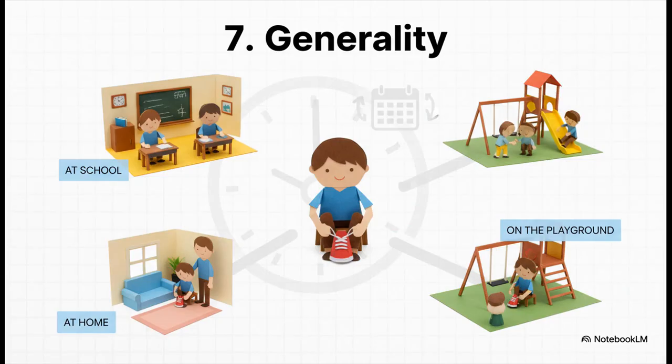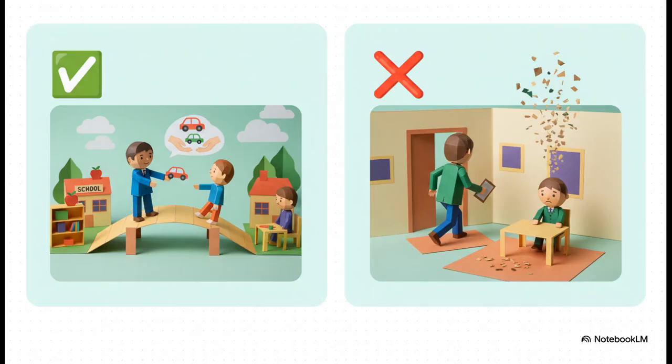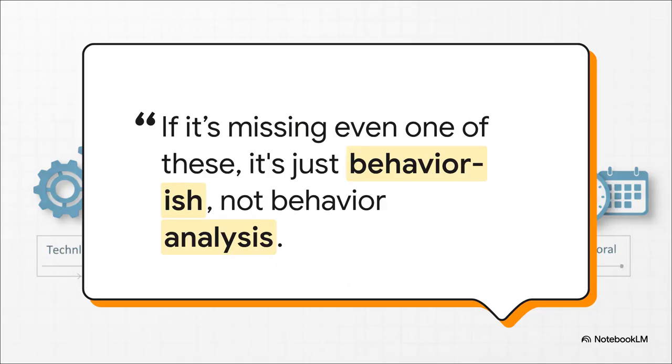And last but definitely not least, we have generality. This is all about making sure the behavior change sticks around for the long haul. It needs to last over time, pop up in new places, and maybe even spread to other similar behaviors that we didn't even directly teach. I mean, at the end of the day, this is the ultimate goal, isn't it? What's the point of learning a new skill if it just vanishes the second the therapist walks out the door? Real success is when the skills you learn at school are also being used at home, long after therapy is over.